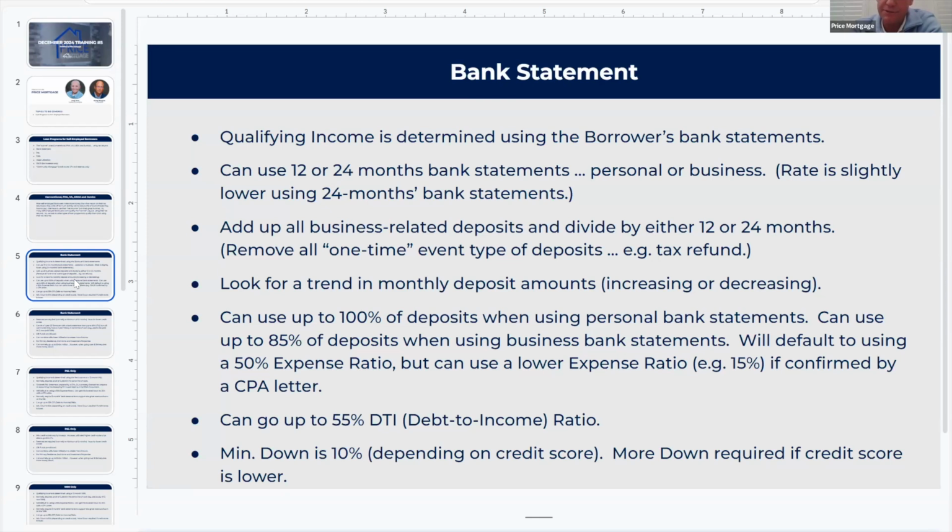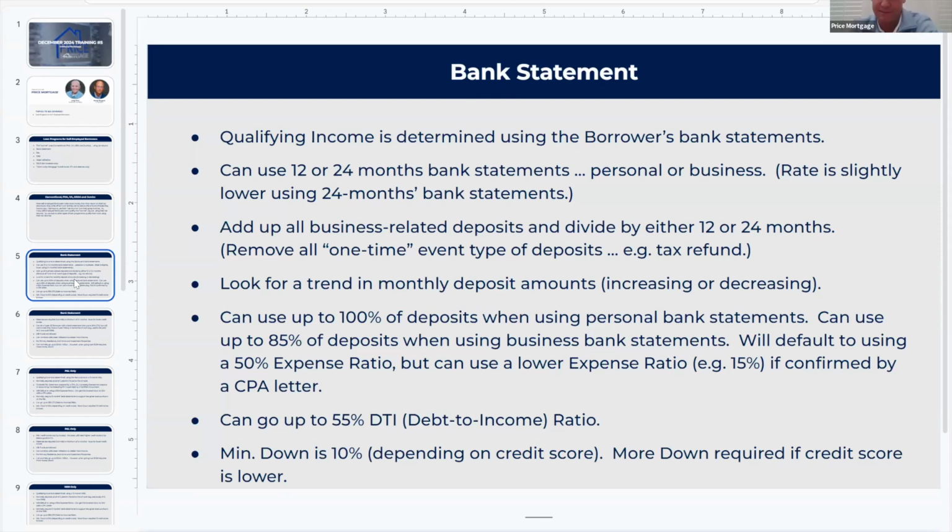You just have to get a letter from your CPA that says the borrower's typical expense ratio averages 20-25%. That's the only thing you need to use a lower expense ratio. Most investors will go down to a 20% expense ratio, so now you're using 80% of the deposits, not 50%. We have a few investors that'll go down to a 15% expense ratio, again supported by a CPA letter. They'll go up to 55% debt-to-income ratio.